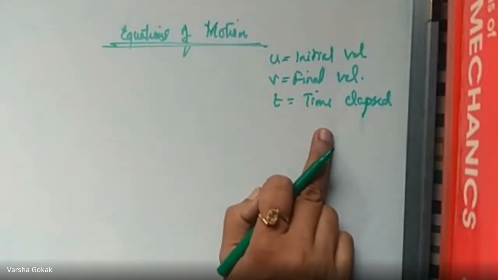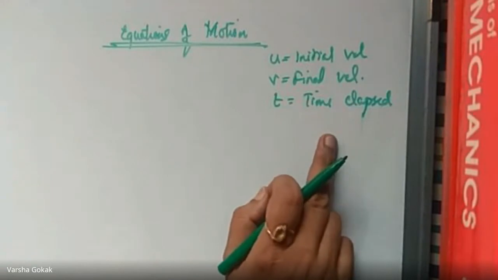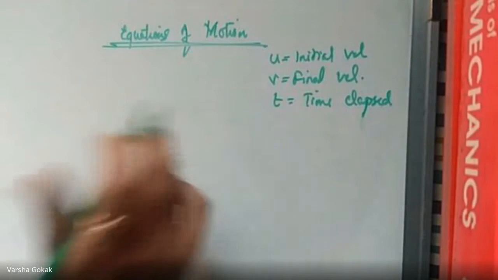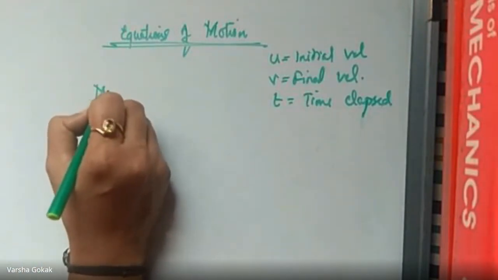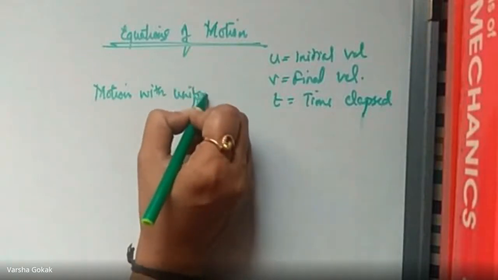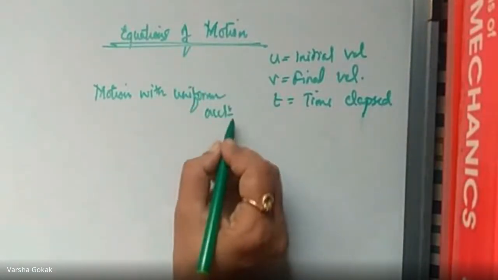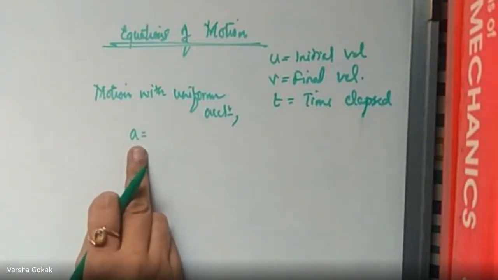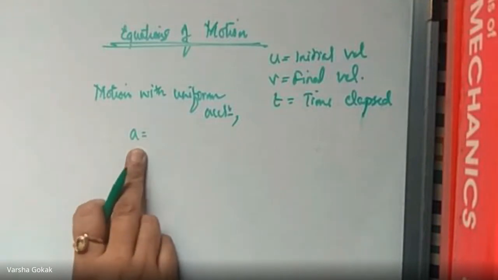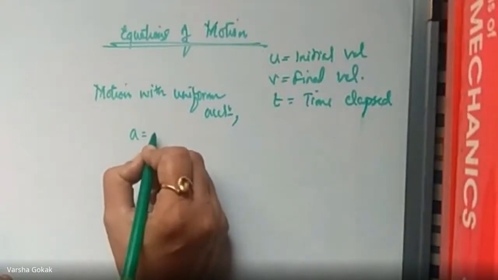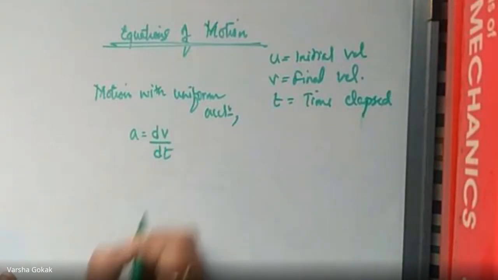Okay, t is going to be the time elapsed. Now, when we start with the equations of motion, the first condition is motion with uniform acceleration. When I talk of motion with uniform acceleration, that means I am talking of acceleration here. So I have to write the equation for a in terms of what? The definition of acceleration is what? Rate of change of velocity. Rate of change of velocity, meaning dv by dt, is your acceleration.